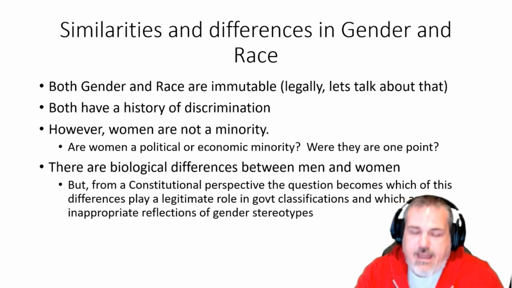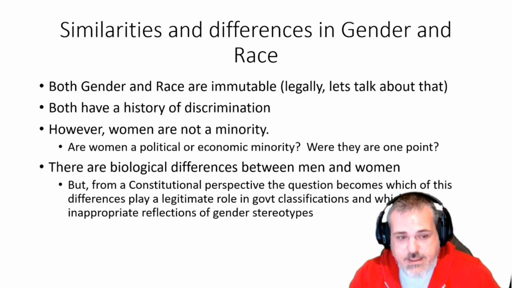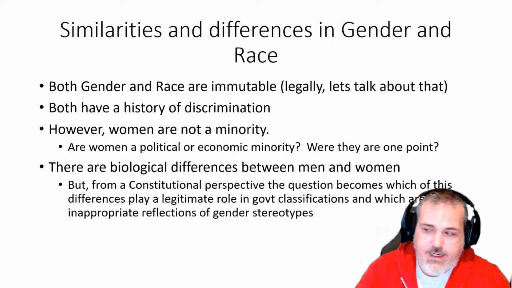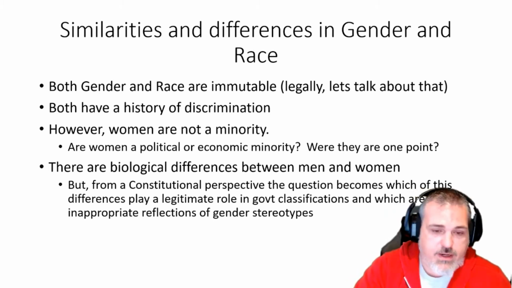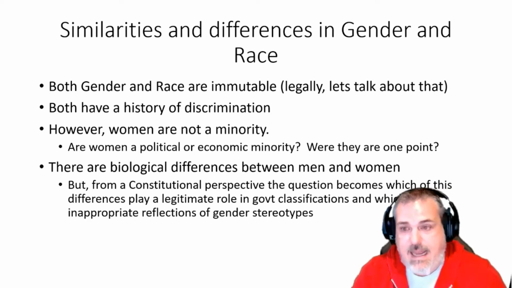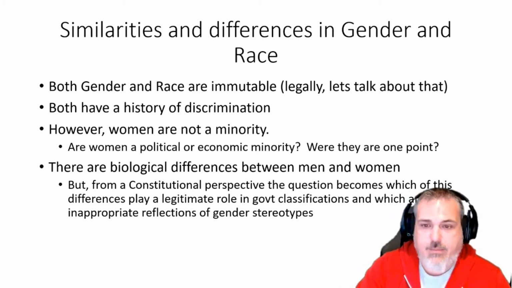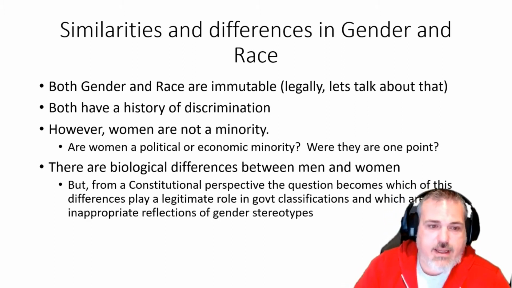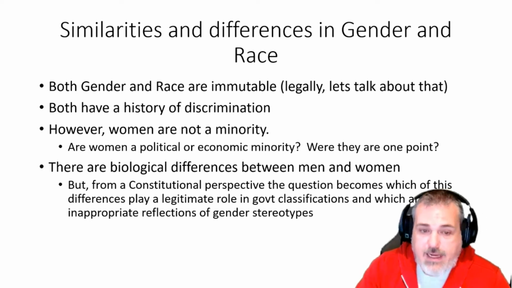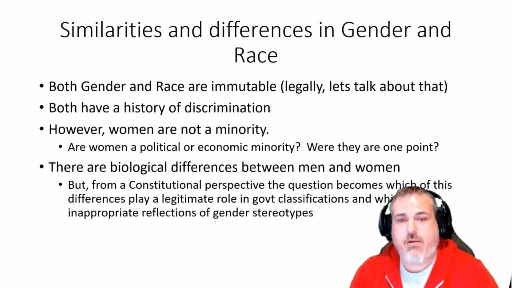So, at least legally right now, gender and race are both considered immutable characteristics. Another thing the court recognizes is that gender and race also have a history of discrimination. Women have been historically discriminated against, as have individuals who are not white. So these are two things that the courts legally recognize the two have in common. However, the differentiation that I already foreshadowed is that women are not a numerical minority, whereas almost by definition, racial minorities are a numerical minority.